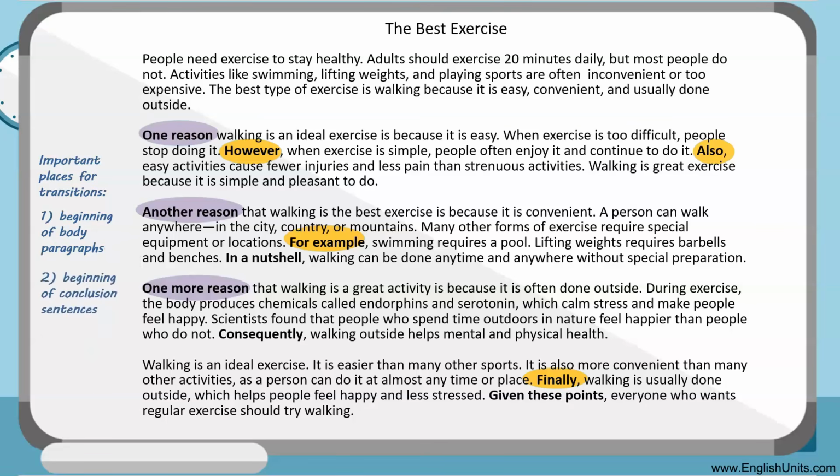And again, I added new transitions at the beginning of conclusion sentences. This time I added 3 of those: in a nutshell, consequently, and given these points. In a nutshell summarizes. In a nutshell, walking can be done anytime and anywhere without special preparation. Consequently is used for cause and results. Consequently, walking outside helps mental and physical health. And finally, given these points is a good transition to use in a conclusion sentence of the entire essay, or in a paragraph. Given these points, everyone who wants regular exercise should try walking.